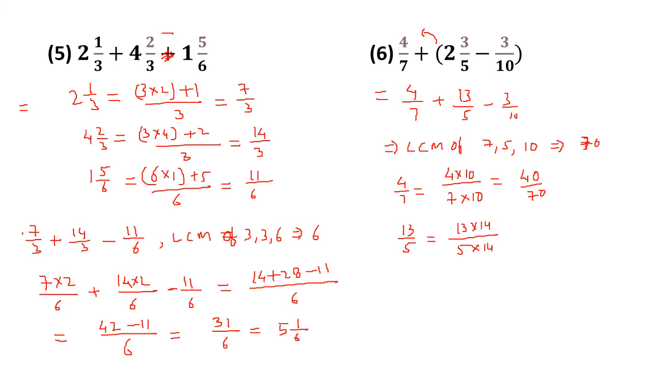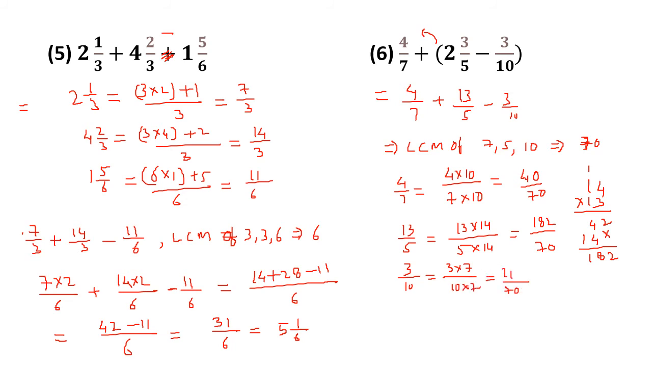So 13 times 14 is how much? I don't remember, I can't multiply immediately. So I'm taking help of a normal multiplication. So 3 4s are 12, carry 1, 3 1s are 3 and carry 1 is 4, 42. Then 1 4 is 4 and 1 1 is 1. So this is ultimately 182. 182 is my answer. Now the third number is 3 over 10. To make it 70, I have to multiply by 7 in numerator as well as in denominator. So the answer will be 21 over 70.